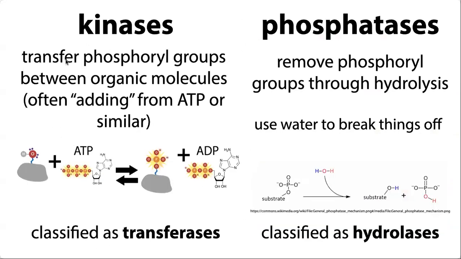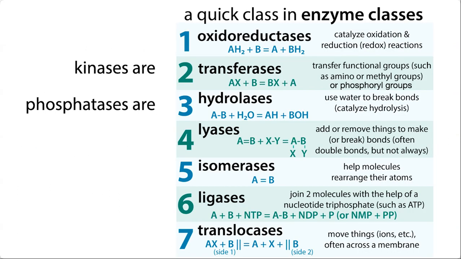But how does this differ from a phosphatase? A phosphatase removes phosphoryl groups through hydrolysis. So it's going to use water to break off that phosphate group. And so when you have something using water to break a bond, we call it a hydrolase. So phosphatases are hydrolases. They use water to break bonds.